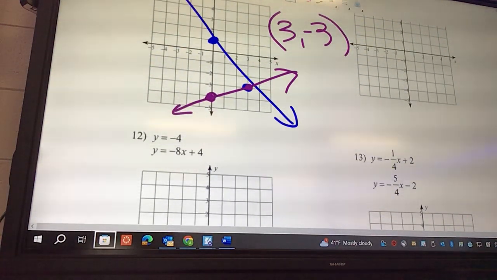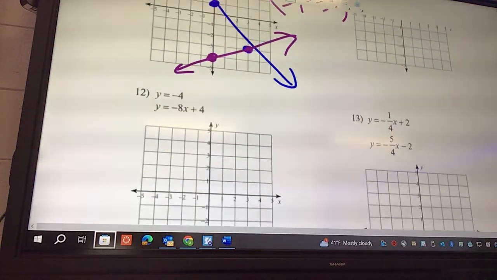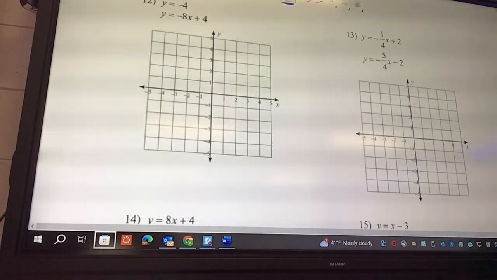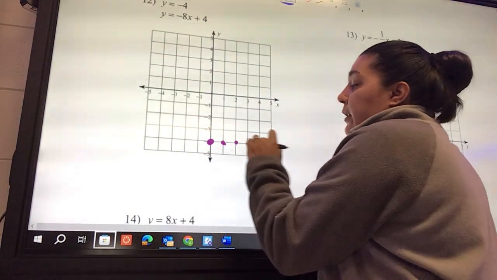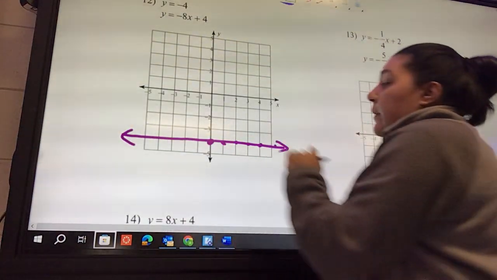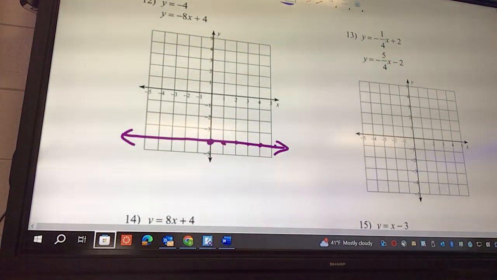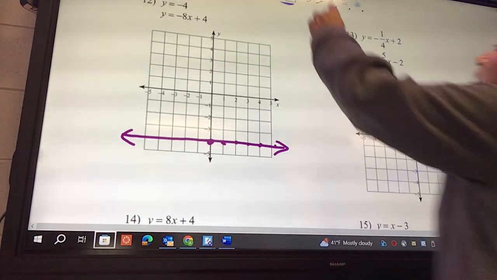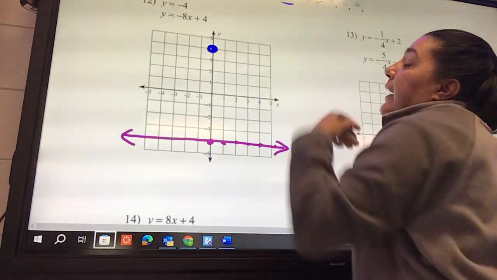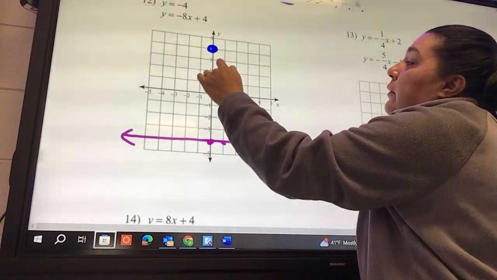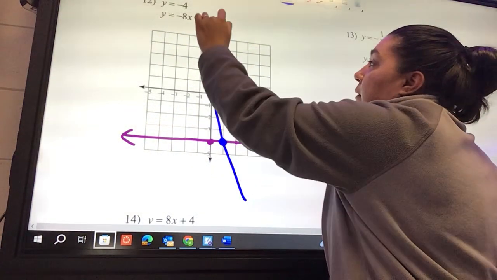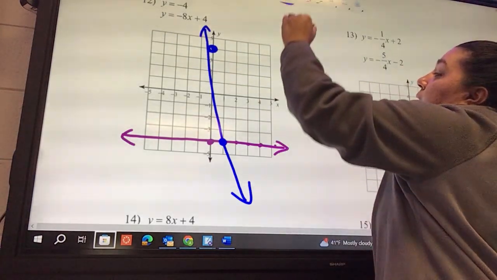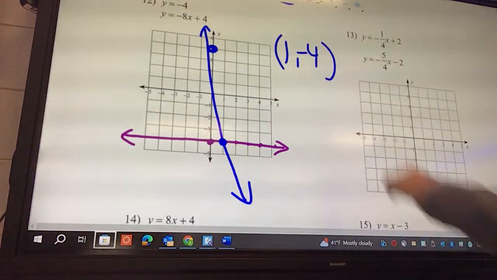Okay, 12 says y equals -4. So you're going to go to the y line and find the -4, which is here. And really, it's going to be all of these. Everything on this line is going to be line 1. Okay, line 2 starts out at +4, and then it's 8/1. So down 8, 1, 2, 3, 4, 5, 6, 7, 8/1. So that's going to be here. So that's going to be 1, -4.